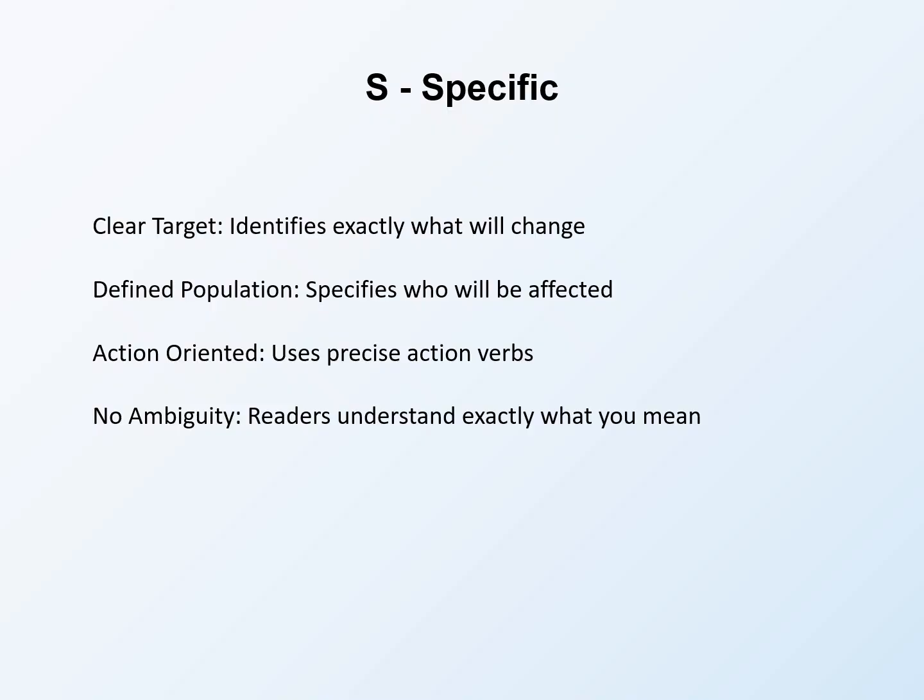Action-oriented language uses precise action verbs: increase, decrease, achieve, complete, provide, train. Verbs indicate what action will occur. No ambiguity means readers understand exactly what you mean. If 2 reviewers could interpret your objective differently, it is not specific enough. Test by asking whether anyone could misunderstand.